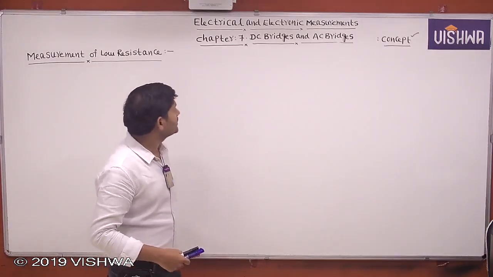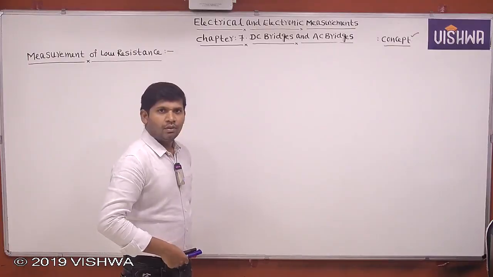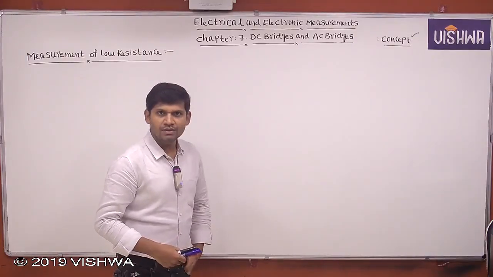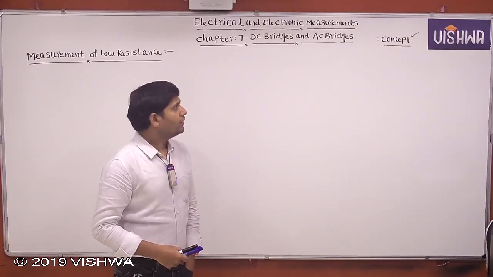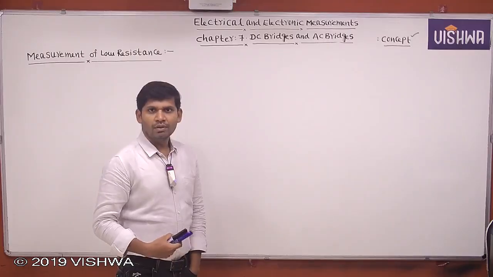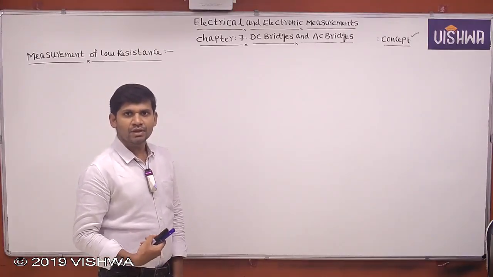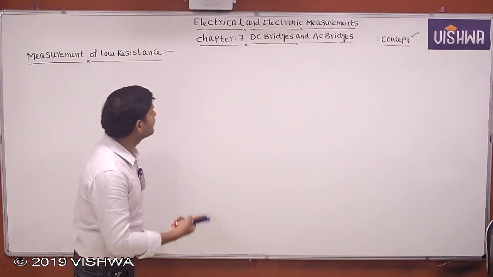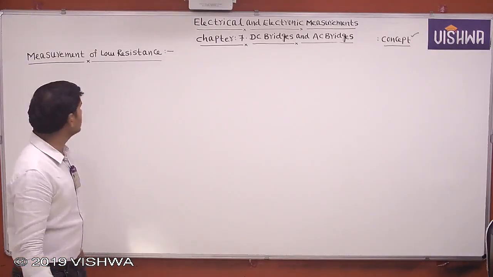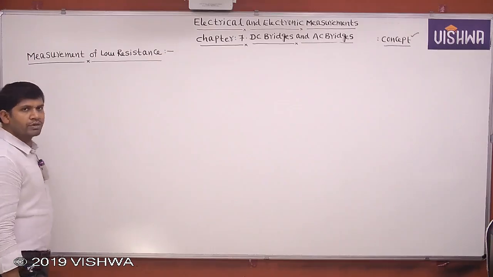Continuation of chapter 7. I am discussing DC bridges. In the last sessions, with respect to DC bridges, I discussed measurement of medium resistance and measurement of high resistance. Then the last concept with respect to DC bridges is measurement of low resistance.